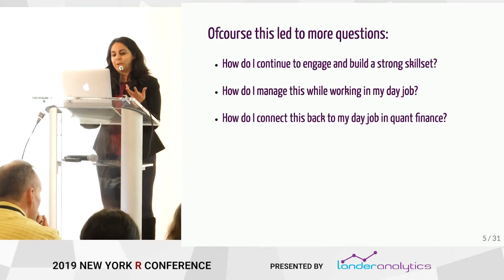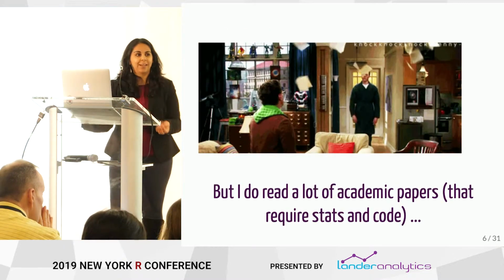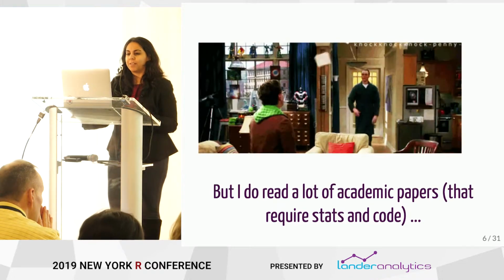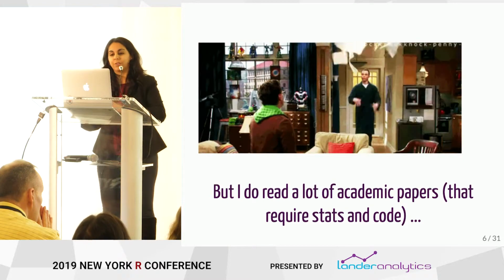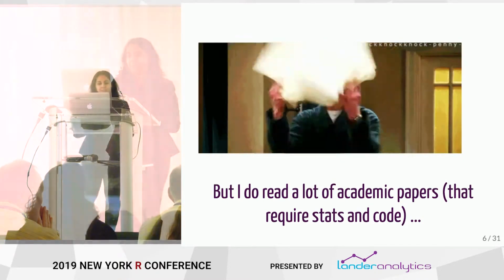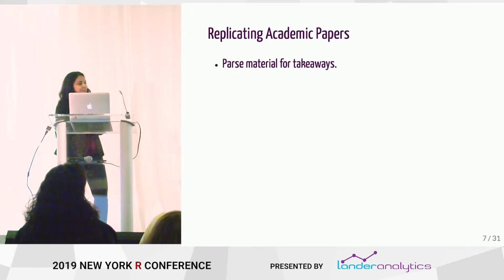When I was thinking about how to connect this to the open source community, I did realize one thing: I read a lot of academic papers, and that requires a lot of stats and code. So I thought, what's the easiest way that would be useful for something I do at work and also useful to the community? It would be to replicate what's in these academic papers. So why would one do that, other than just wanting to frustrate yourself?